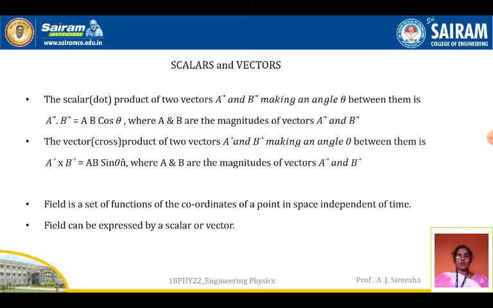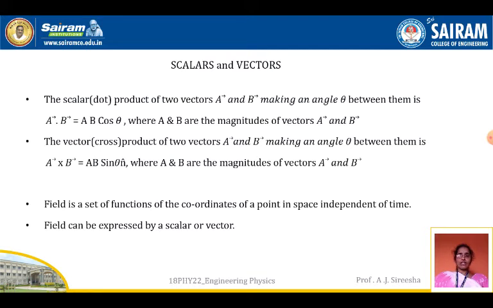Next, the vector cross product of two vectors A and B making an angle theta between them is A cross B, that is AB sin theta into n cap, where A and B are the magnitudes of the vectors A and B. Now if you look at this, A dot B is a dot product and A cross B is a cross product. Now we see what is a field.